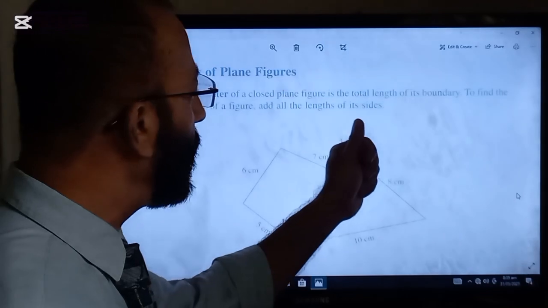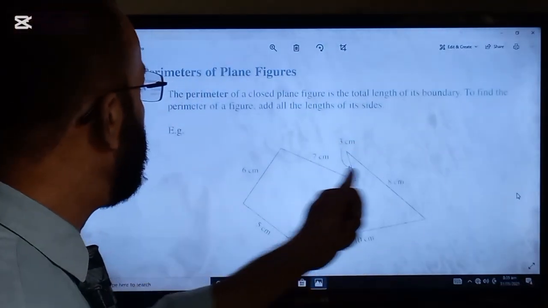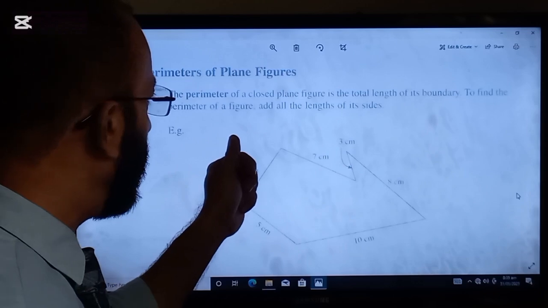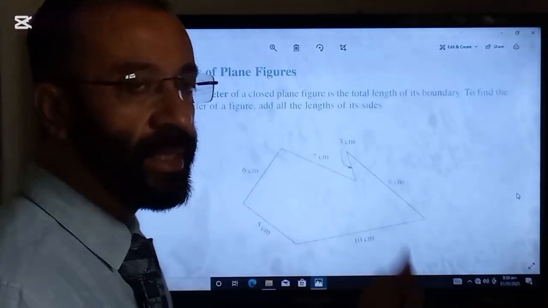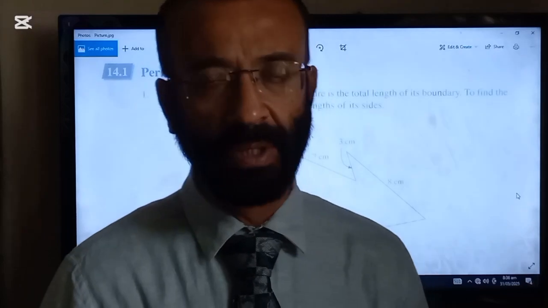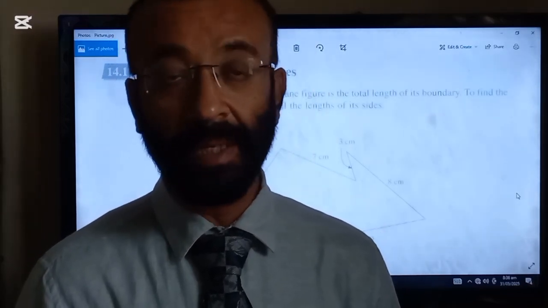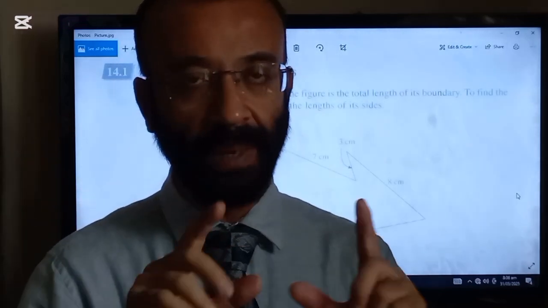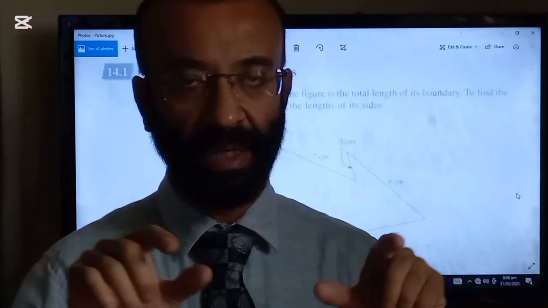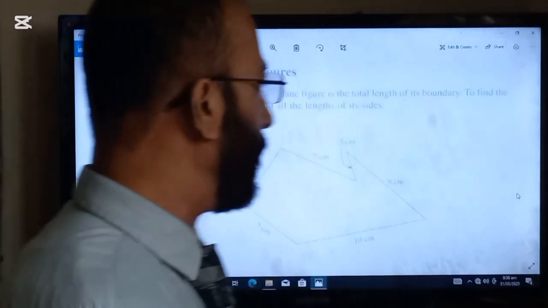figure is the total length of its boundary. To find the perimeter of a figure, add all the lengths of its sides. So the simple concept of finding the perimeter of a plane figure is the sum of all outer boundaries. Sum all the outer boundaries, and that will be equal to the perimeter of the plane figure.